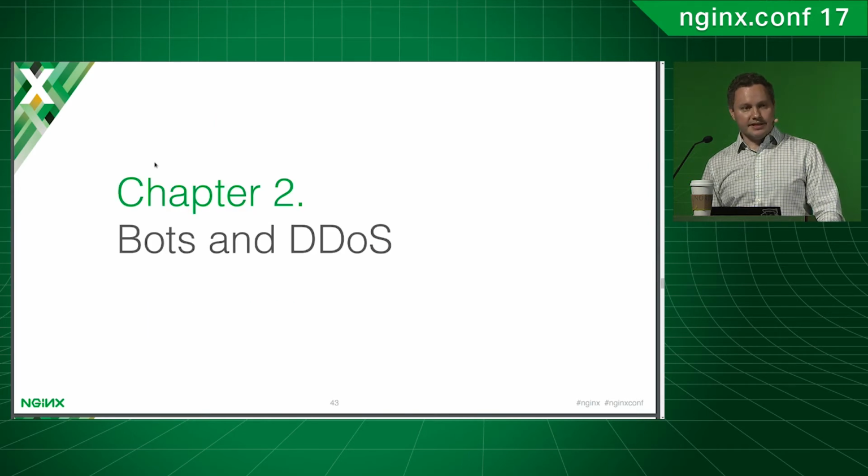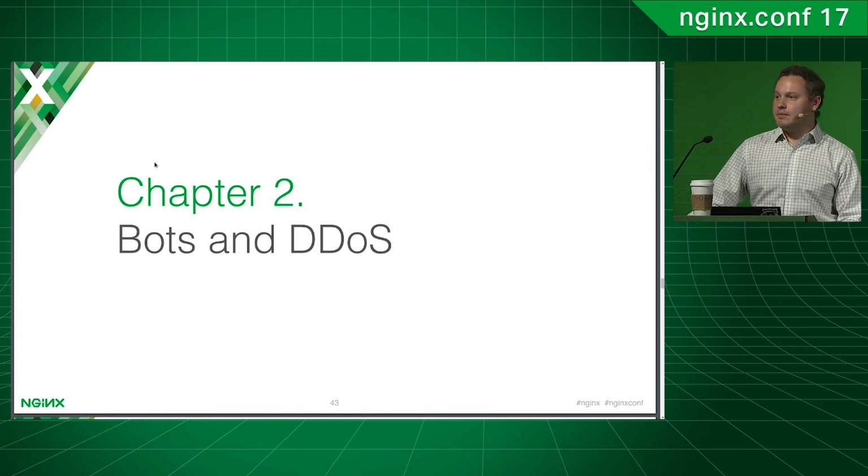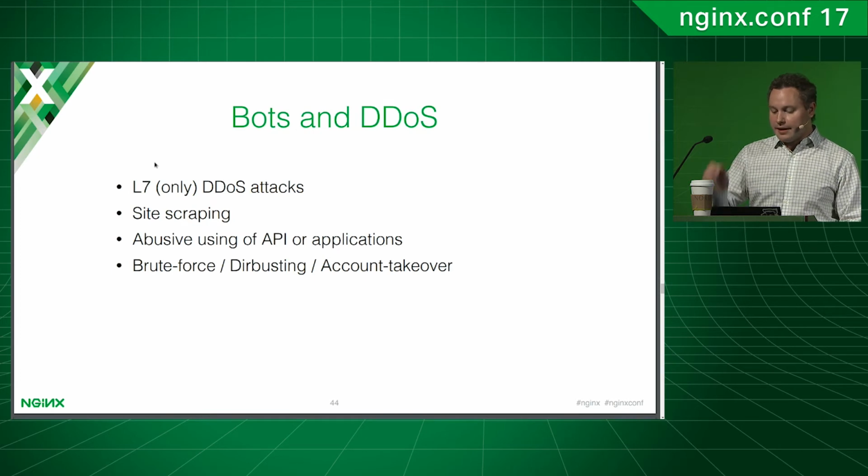The next chapter is about DDoS and bots, actually. Frankly speaking, it's very hard to mitigate it on your own. Like in many areas, bots are evolving, they are becoming more sophisticated, but still you have some things that you can do. And speaking about bots, we are speaking about mitigating DDoS attacks, site scraping, API abuse, stopping brute force, dirbusting, that kind of attacks.